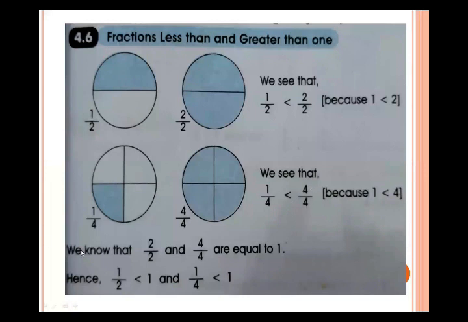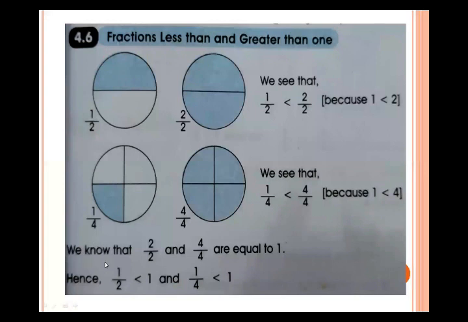We observe that 2 upon 2 means the whole shape is shaded, and 4 upon 4 means the whole circle is shaded. We know that 2 upon 2 and 4 upon 4 are equal to 1 because the whole shape is shaded. So we say 1 is equal to 1. Here again the whole shape is shaded. It means it is showing the whole. It is equal to 1.